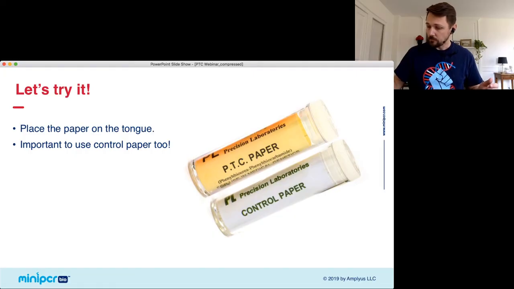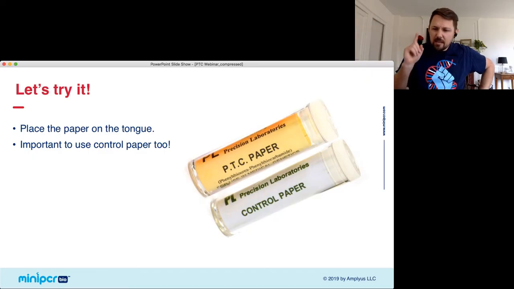So I'm going to do it. I'll start with my control paper. It tastes like paper. And now, the PTC. Yeah, it doesn't taste good, that's for sure. Some people really react negatively. I wouldn't put that on my breakfast cereal, but it's gross. It's not the worst thing in the world. It's definitely not good though.